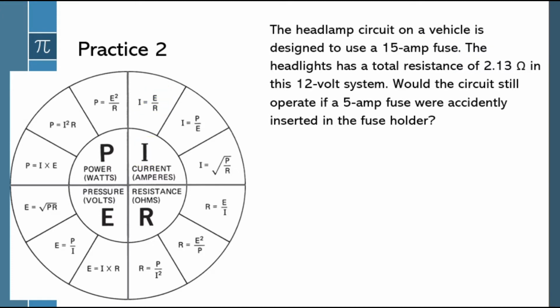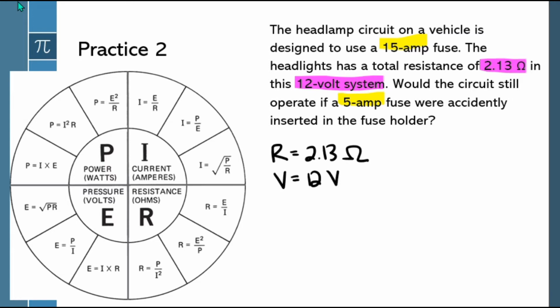This is a very similar question. We have a fuse in place. It should be 15 amps, but we've accidentally inserted a 5 amp fuse instead. Okay, what numbers are we given? We have a resistance in the headlight circuit of 2.13 ohms when we add them together, however they go together. We'll talk about that later. And we have a circuit voltage. So R equals 2.13 ohms. V equals 12 volts. And if we're talking about amperage, finding whether it's good, we're solving for current. So we're looking for I.